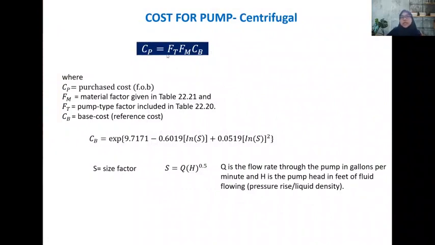Okay, this is the equation to determine the purchase cost of the centrifugal pump by considering the factor of the type, material, and also the base cost. Okay, example here. The purchase cost is based on the free on board. Free on board means the risk is taken by the seller after the equipment is shipped out.